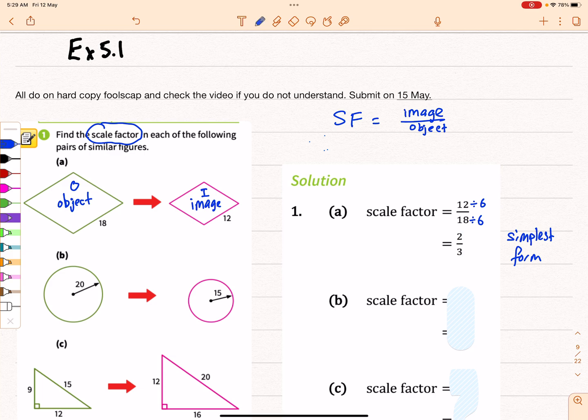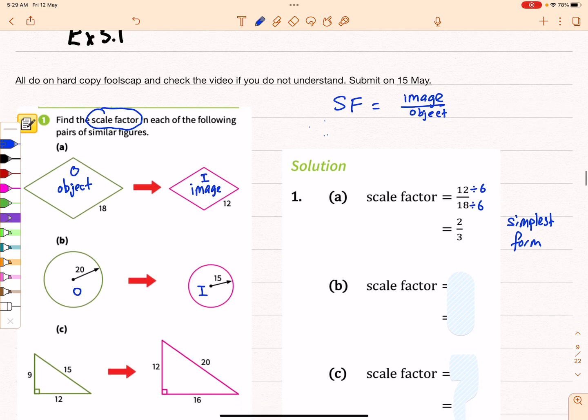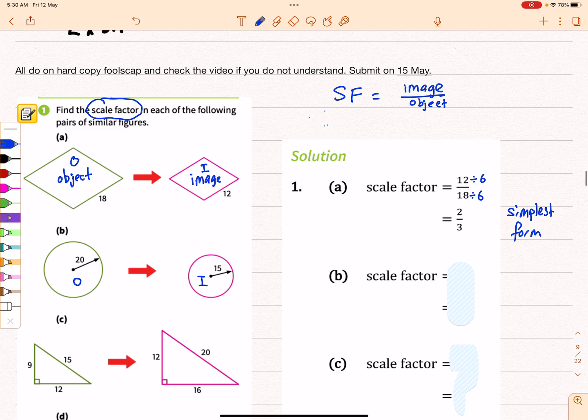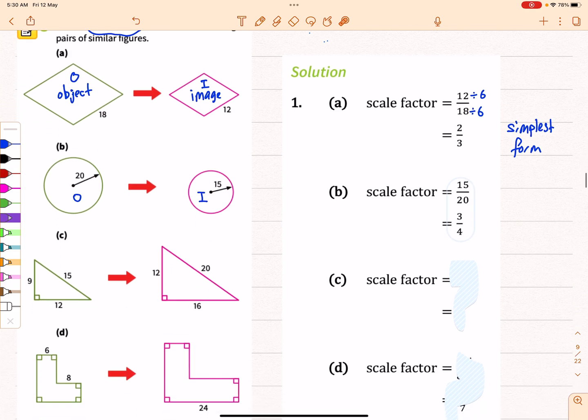Similarly, this is my image, this is my object. Not only can you compare the outer circumference and perimeter, you could also compare the radius. So similarly, I will take the image length divided by the object length. There you go, check your answer, 3/4. Part C, image and object.